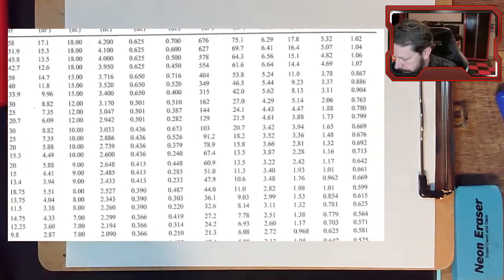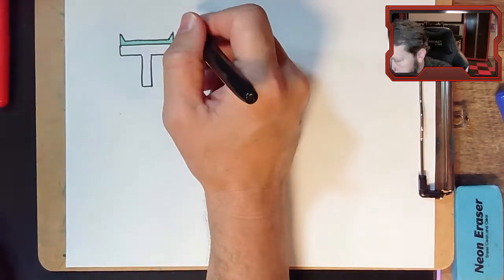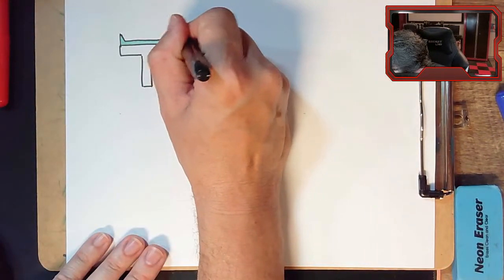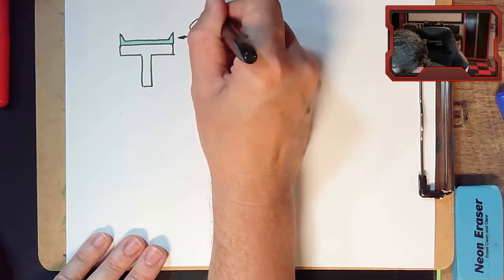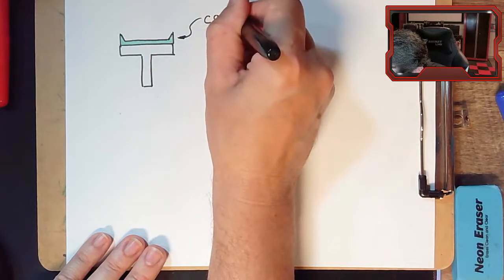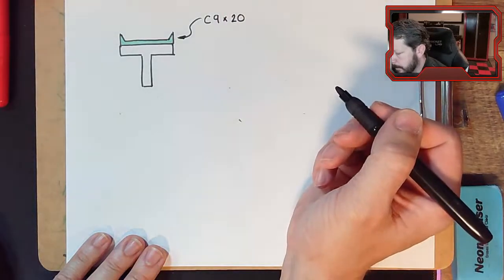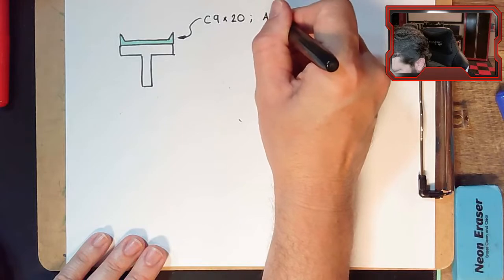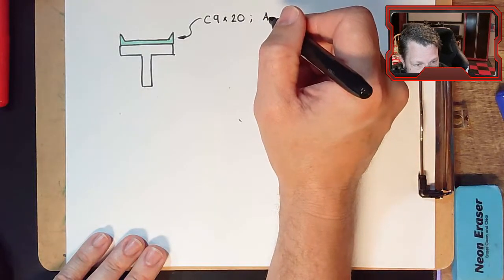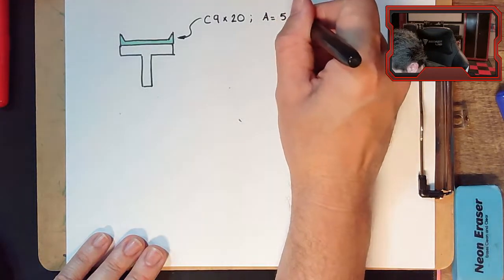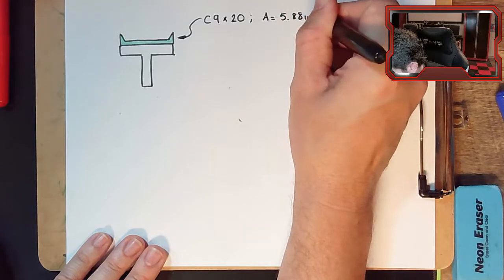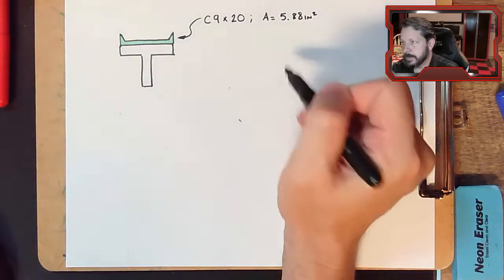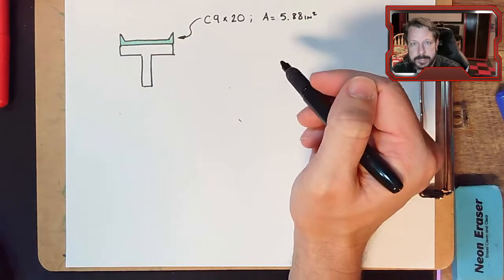So we have this top piece, C9 by 20, and it has an area of, I think it was 5.88. Yes, 5.88 square inches. You do have to be careful with these charts because they do come in metric and in US units.